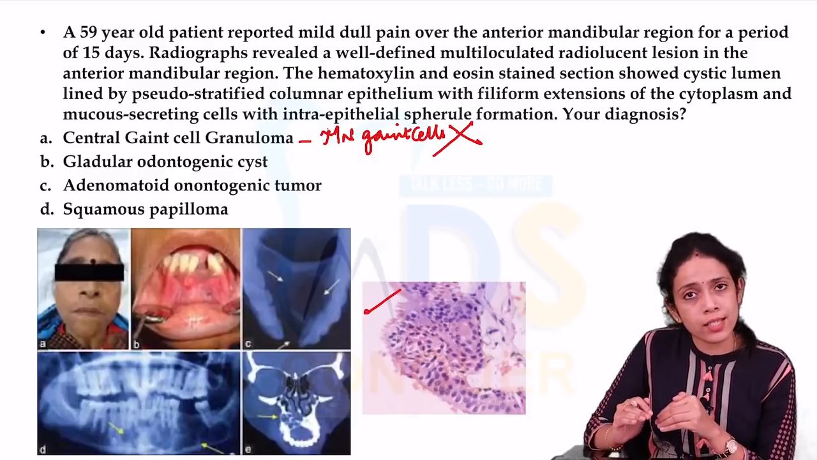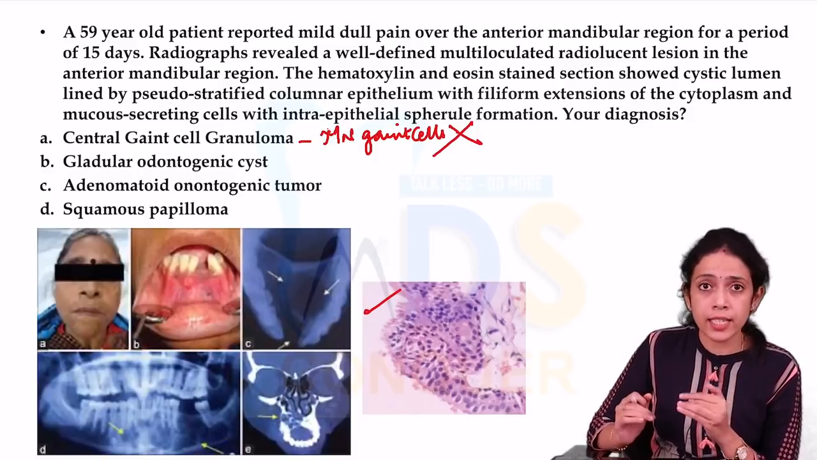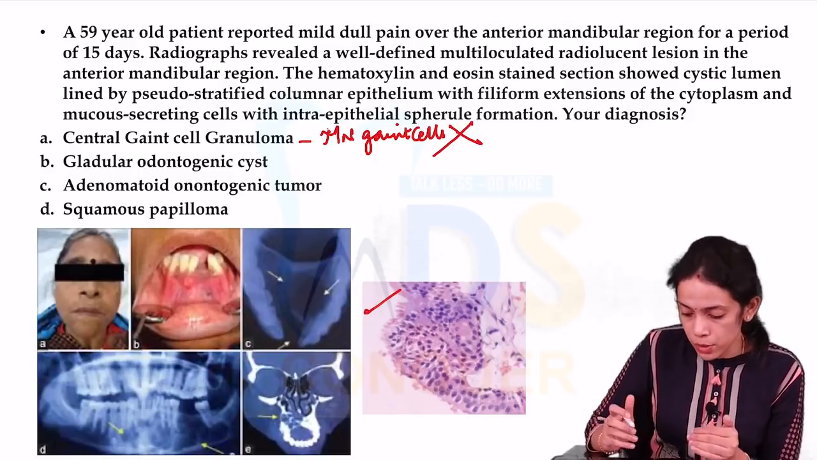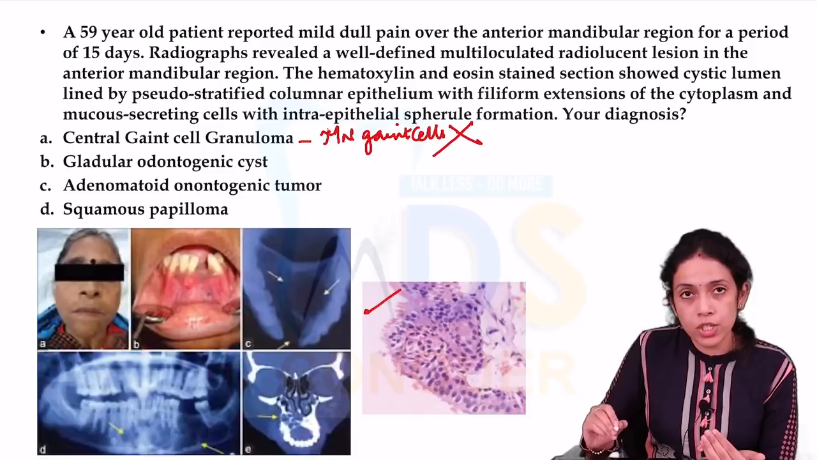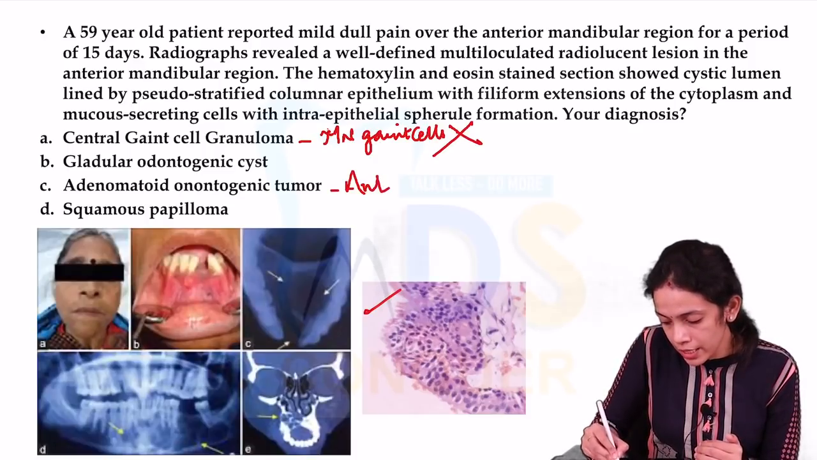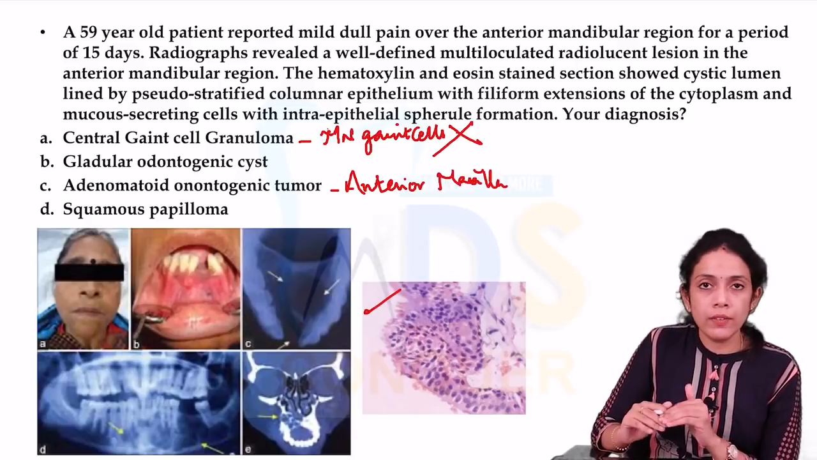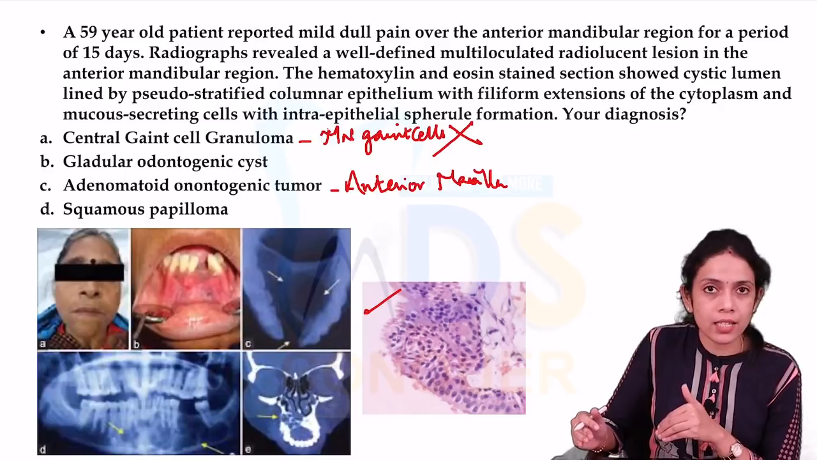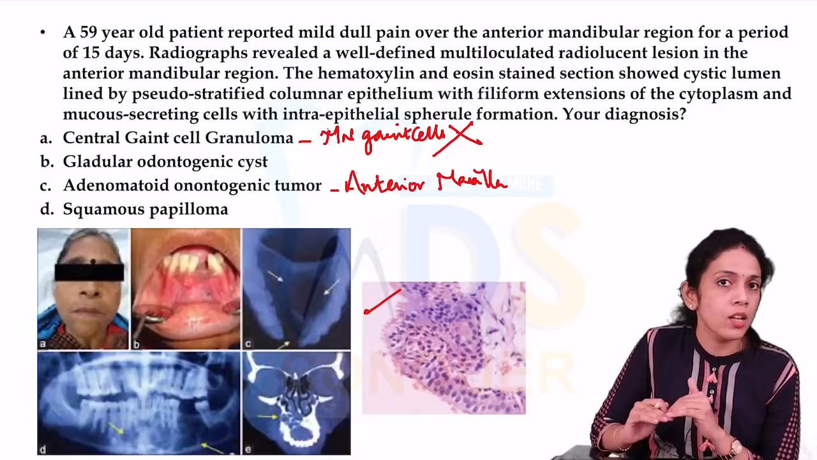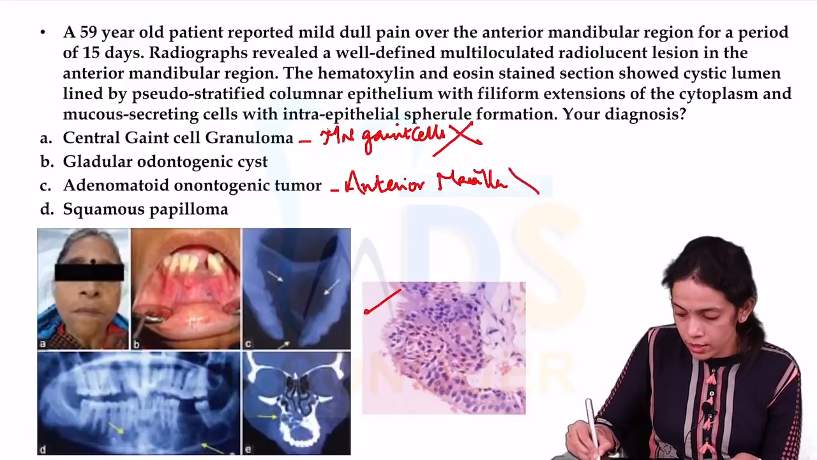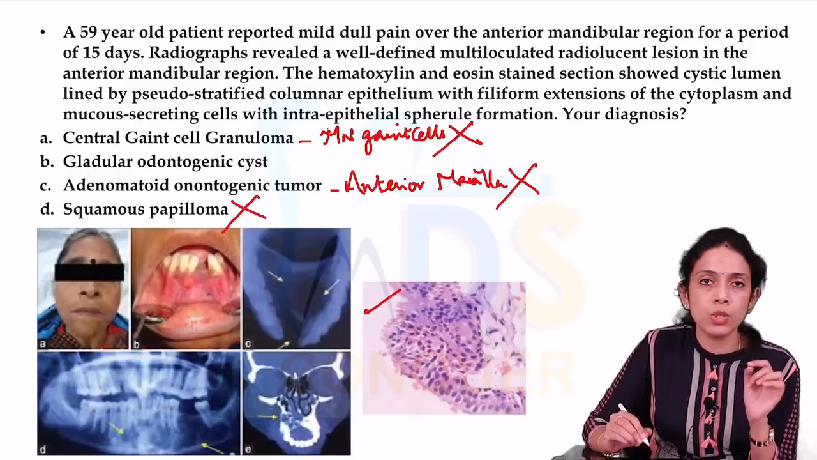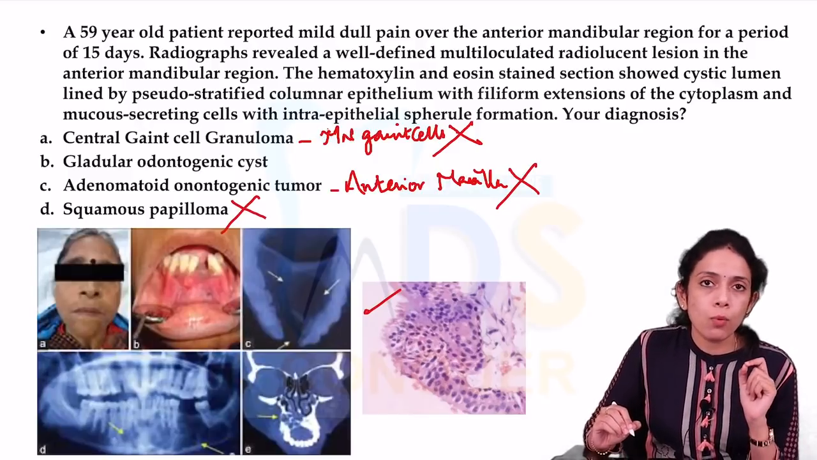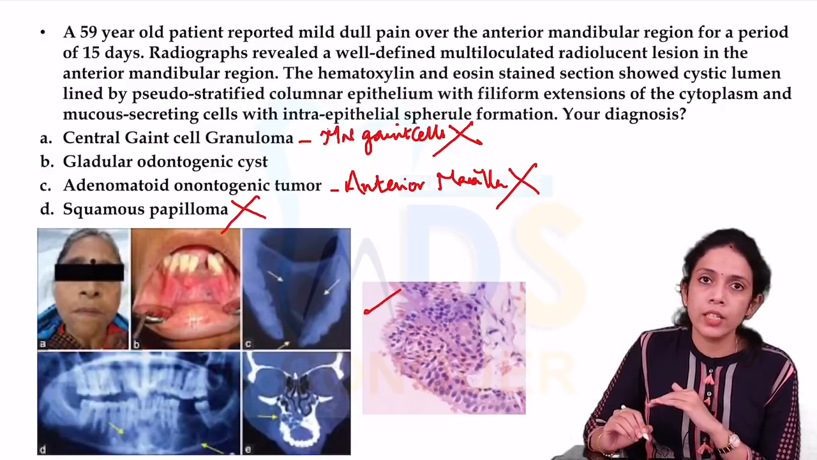Next, glandular odontogenic cyst, also called sialo-odontogenic cyst. Yes, it can be the answer, but first we'll rule out the other two. Option C is the adenomatoid odontogenic tumor, AOT. The common site is the anterior maxilla, and the histopath feature is not like this, so it cannot be AOT. Next, squamous papilloma, which is epithelial in origin. It appears as a small cauliflower-like wart over the epithelium, so it cannot be that either.